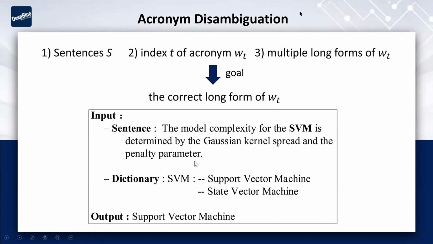Given a sentence with an acronym and several possible long forms of this acronym, the disambiguation task is to determine which long form is the correct one for the particular context. As shown on the screen, Support Vector Machine is the correct meaning here for SVM.